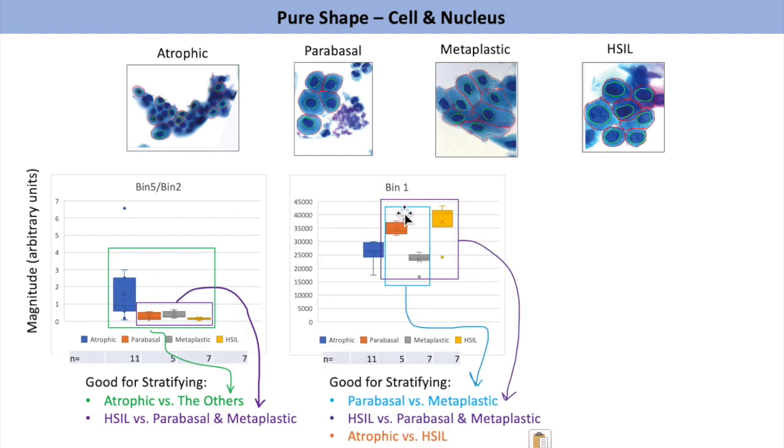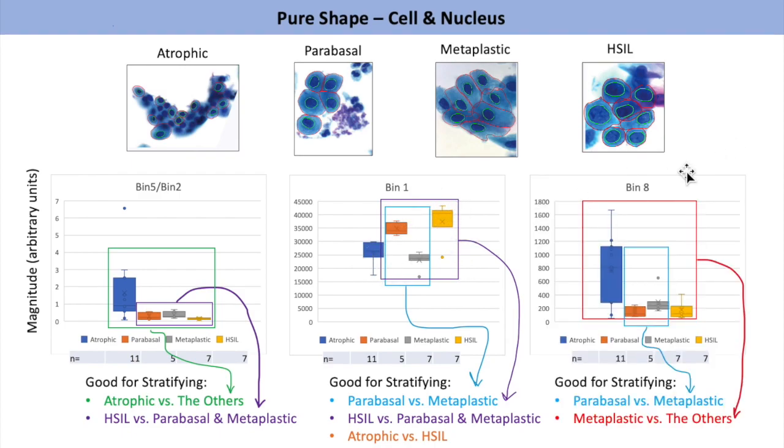Next is an index that is just a value of bin 1. This index does a great job of separating the parabasal from metaplastic category, as seen in orange and gray. It also does a great job of separating the HSIL category from the parabasal and metaplastic categories, as seen in the purple box. And it also does a great job of separating the atrophic cells, which are in blue, versus the HSIL cells, which are in yellow.